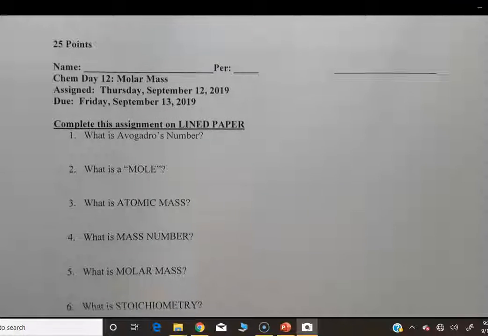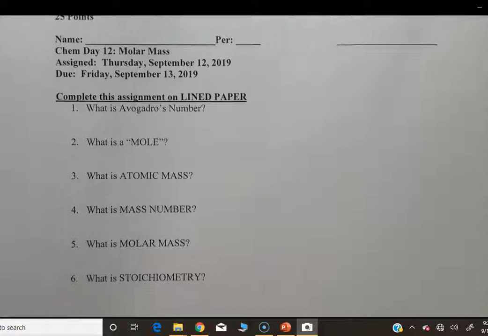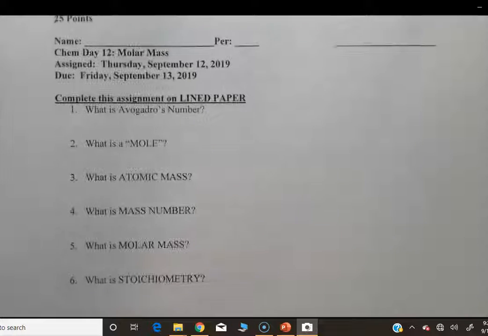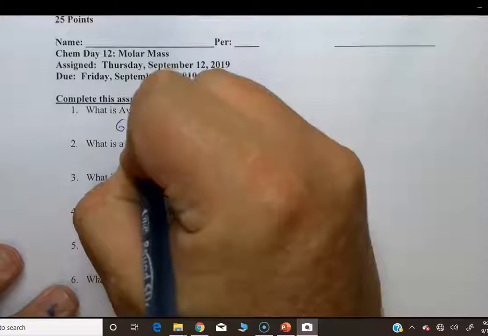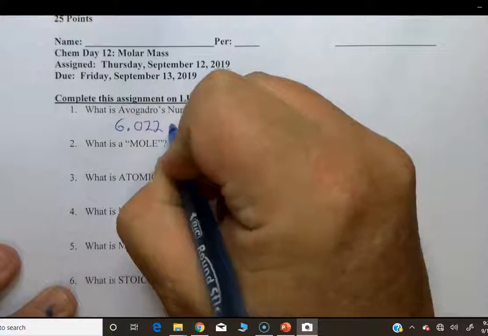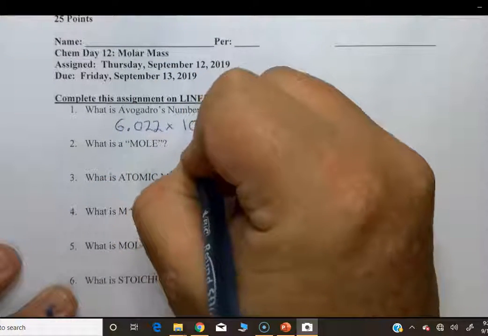And this was developed by a man named Amedeo Avogadro, and he came up with an interesting number called Avogadro's number. And the number is this, so we'll answer the first question. It's 6.022 times 10 to the 23rd.